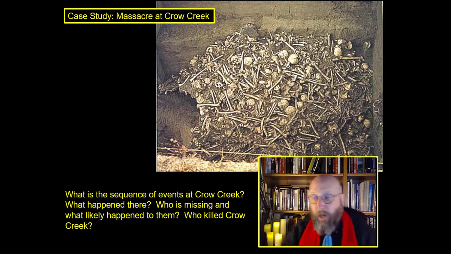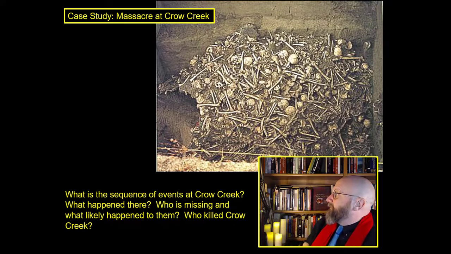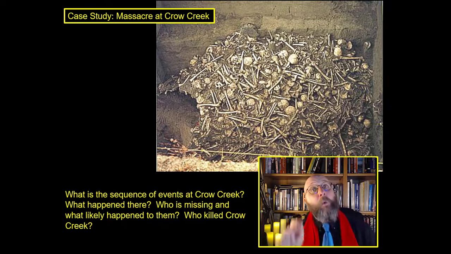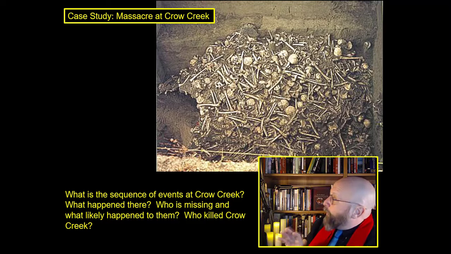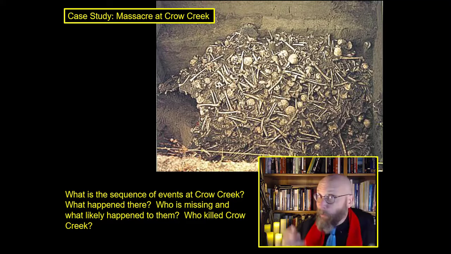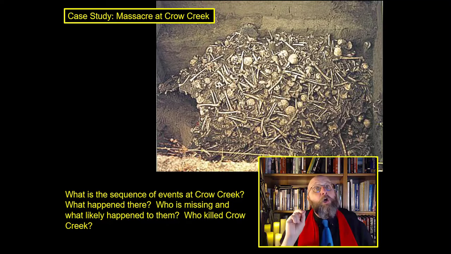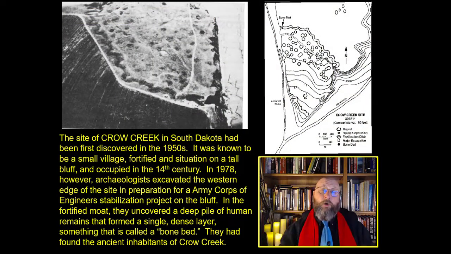And these questions are: what is the sequence of events at Crow Creek? What happened there? Who is missing? And most likely, what happened to them? Who killed Crow Creek?